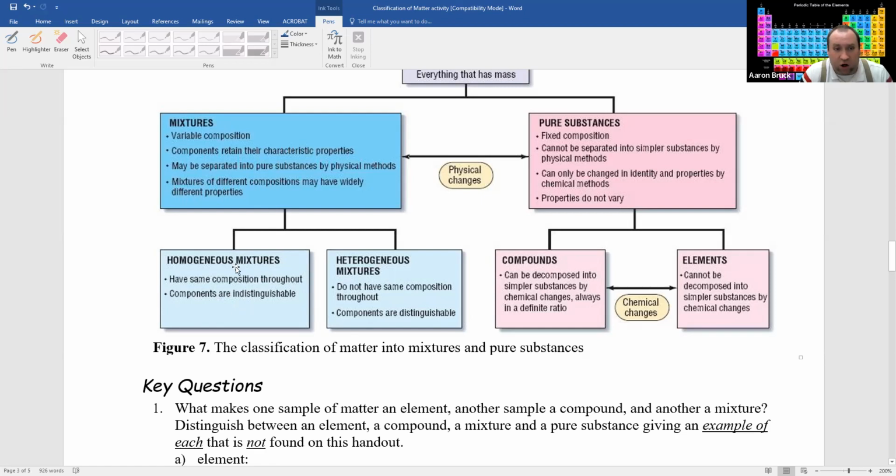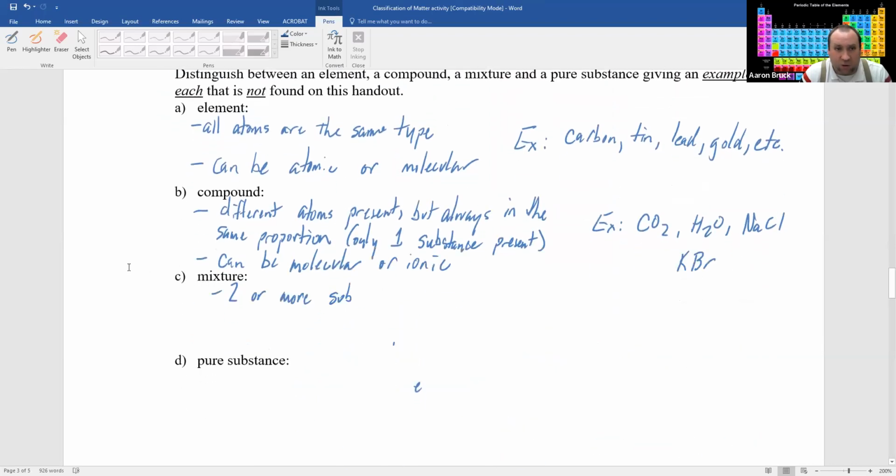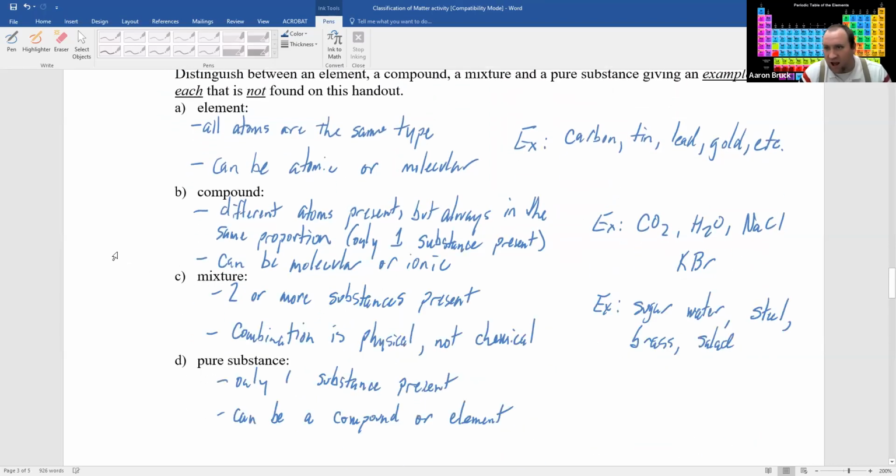The difference between homogeneous and heterogeneous is how you can view them. Is it easy to distinguish one part of it from the other? So in a homogeneous mixture, you really can't tell how many components are in there. In a heterogeneous mixture, you can. And so when we go through the key questions now, we can look at each of those and see the differences.